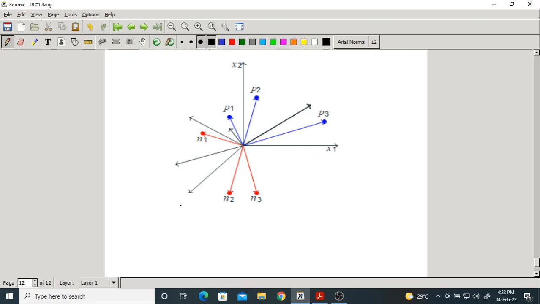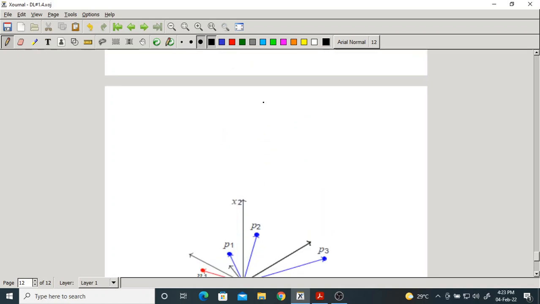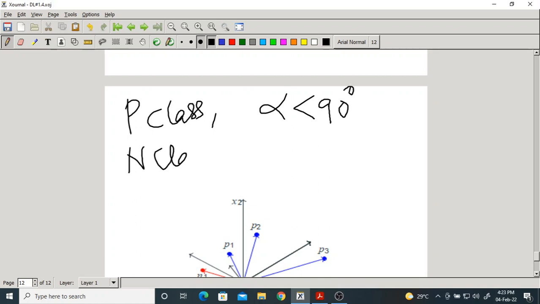Suppose this is W initially. I know already that for the P class, the positive class, the angle between vector W and vector X should be less than 90 degrees. For the P class, alpha should be less than 90. For the N class, alpha should be more than 90 degrees, for a perfect classification, or for convergence.